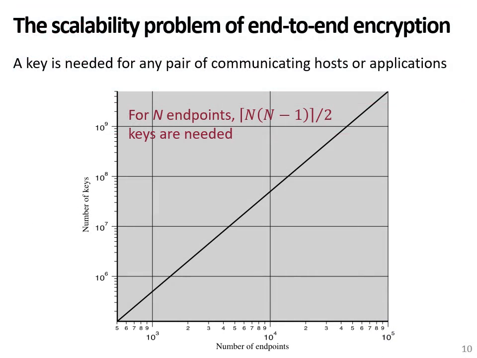And this obviously doesn't scale so well. With 1000 endpoints, 500,000 keys would be needed already. With 10,000, 50 million keys. And that's why, for symmetric key distribution using symmetric encryption, the use of a trusted third party, also known as a key distribution center, is the most widely used approach. And in the next video, I will talk about key distribution centers.